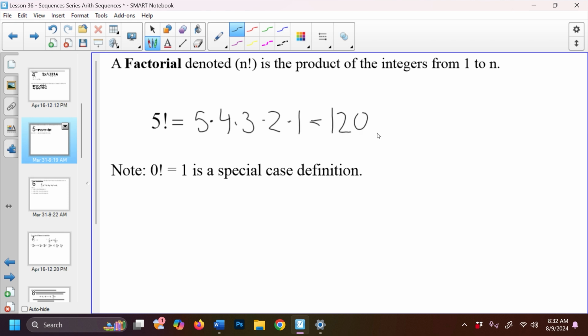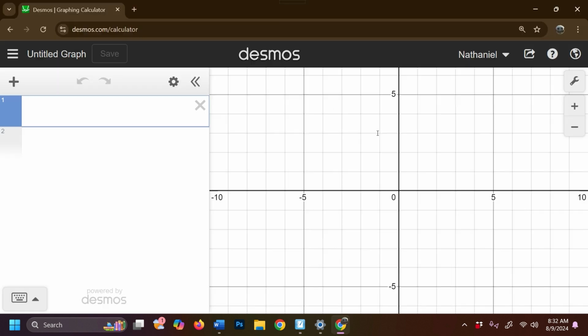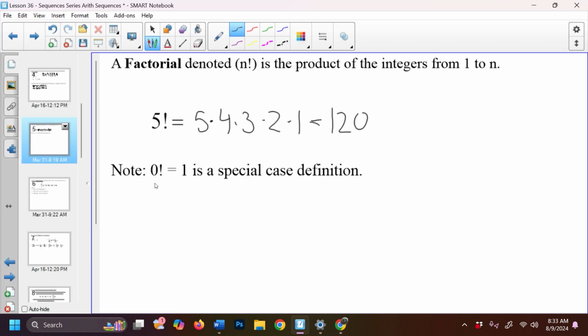You can do that in Desmos as well using just the exclamation point. And so if I go 5 and then shift 1 to get my exclamation point, I have 120. Also note that 0 factorial is a special case definition. Anytime you see 0 factorial, it is 1. That is necessary for a concept in probability and counting for permutations and combinations, which you probably saw in statistics.